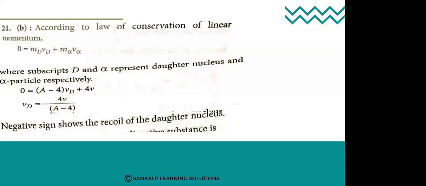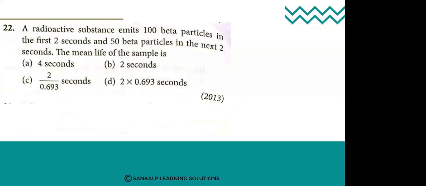Okay, going for the next question, students. A radioactive substance emits 100 beta particles in the first 2 seconds and 50 beta particles in the next 2 seconds. What is the mean life of the sample? So here we need to calculate the mean life of the sample.